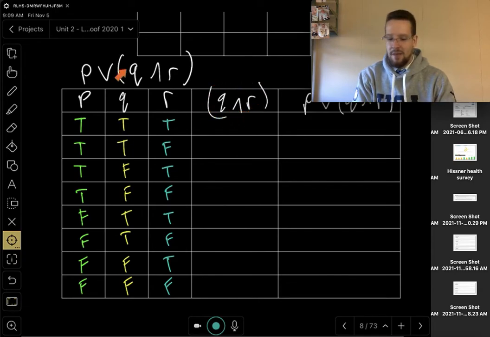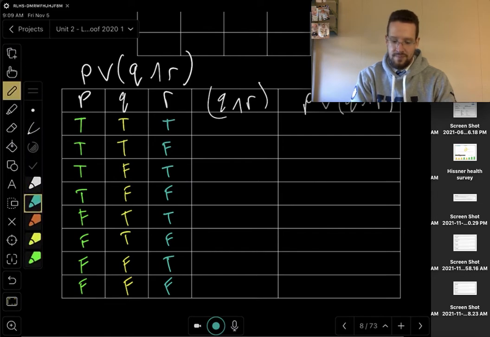Parentheses require priority, so we'll look at Q and R. True and true is true. True and true is true. Then we have true and false, that's false. False and true, that's false. False and false, that's false. True and true, that's true. False and true, false and false, false and false.